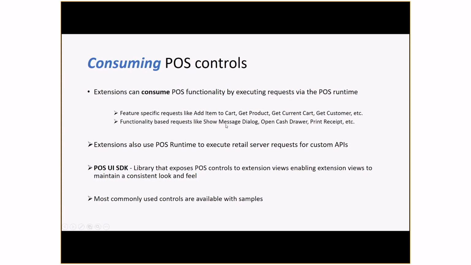Similarly, we have requests to show a custom dialog or open the cash drawer for all our hardware peripherals. Say, for example, from your extension you want to print a receipt, you will call our print receipt request. And if you want to show some dialog or open the cash drawer, anything, everything is also exposed as an API. Okay. Similarly, you can also consume our retail server API using the POS runtime. So whatever existing API we expose, you will use the POS runtime to call it.